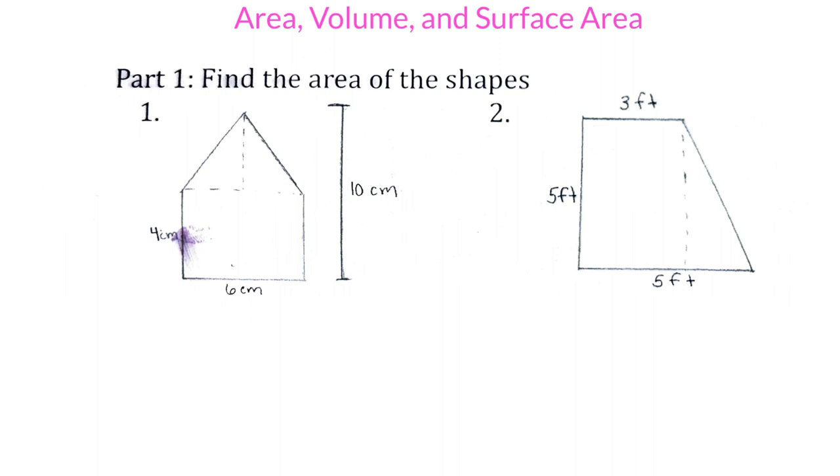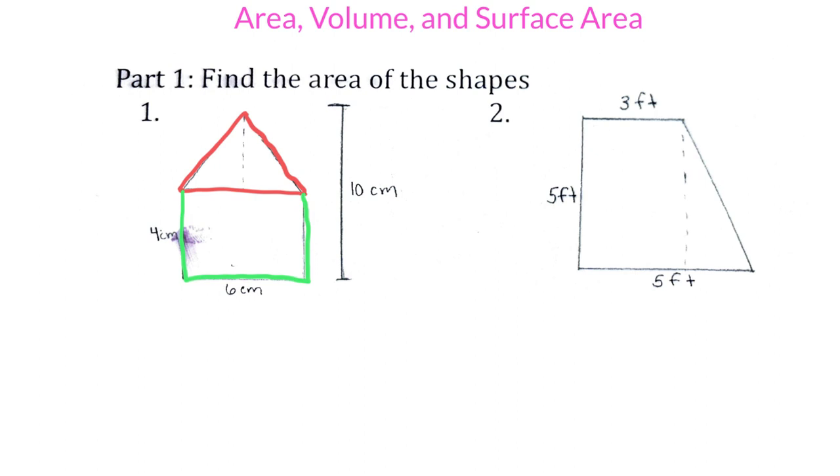All right, when we have an odd shape and we need to find the area, the best thing to do is split it up into smaller shapes that you know how to find the area of. So in this case, we have a triangle and we have a rectangle. So we're going to find the area of the triangle and the rectangle and add the areas together.